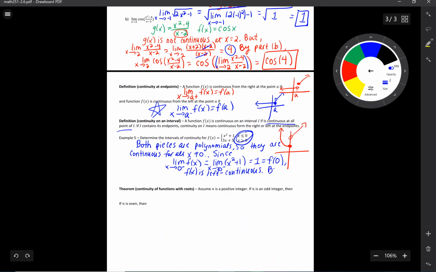But the limit as x approaches 0 from the right, now we're on the linear portion of f of x, is equal to the limit as x approaches 0 from the right of my linear portion, which is 3x plus 5. This limit equals 5, which is not f of 0. f of 0 is 1. So f of x is not right continuous.